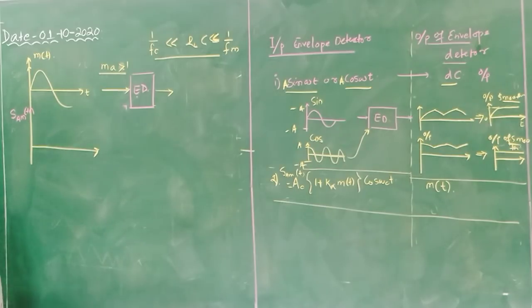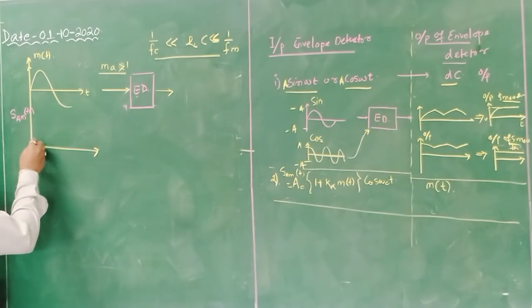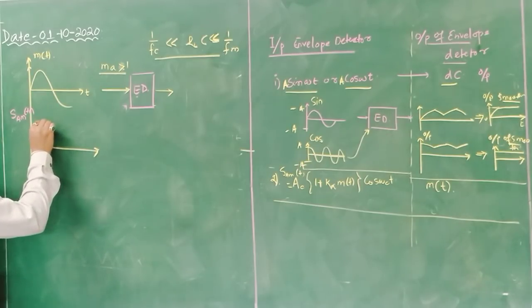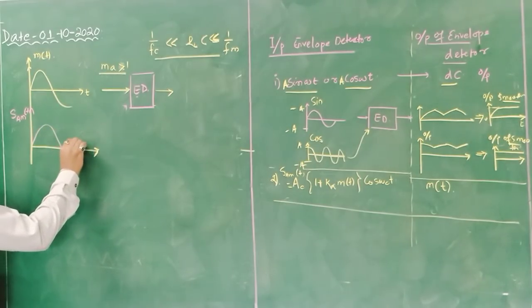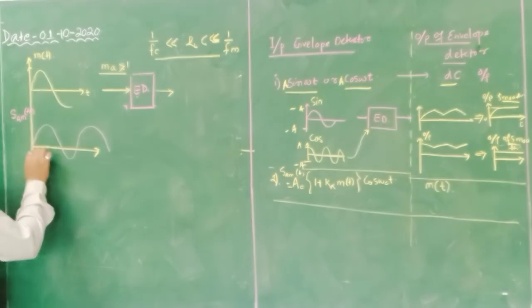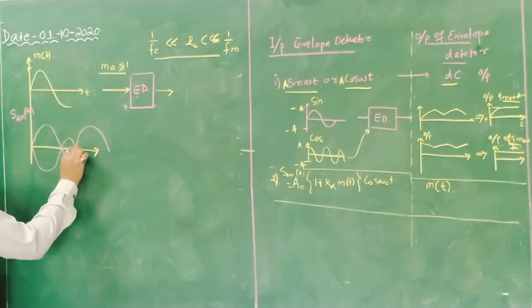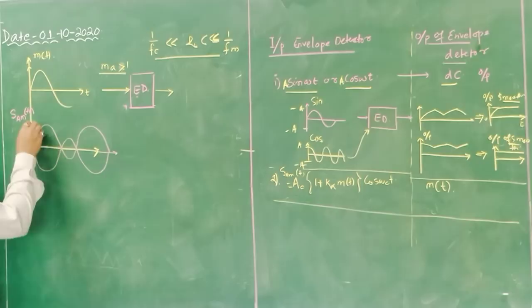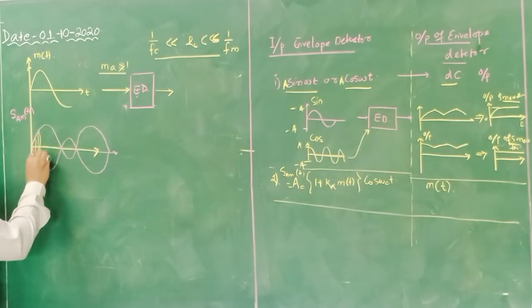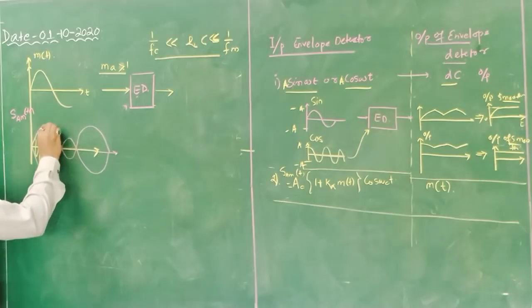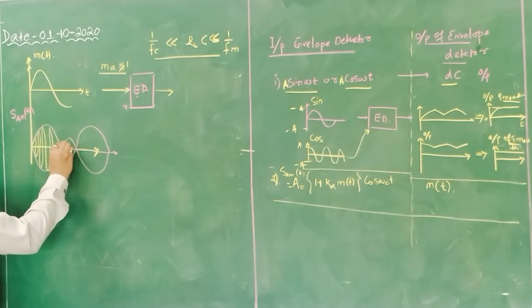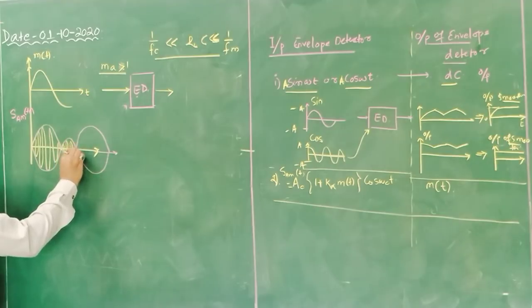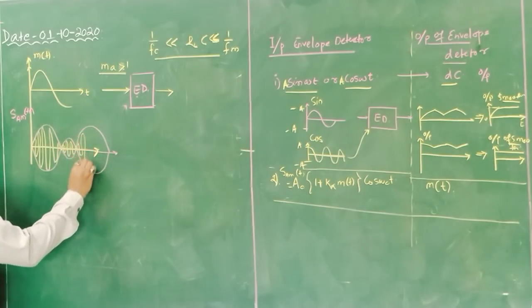Due to the over modulation, it will suffer envelope distortion. Envelope distortion means an overlap of some distortion, which we will identify. So this sort of envelope distortion we will identify. This is the carrier component, and in this, phase reversal will be there due to the envelope distortion.